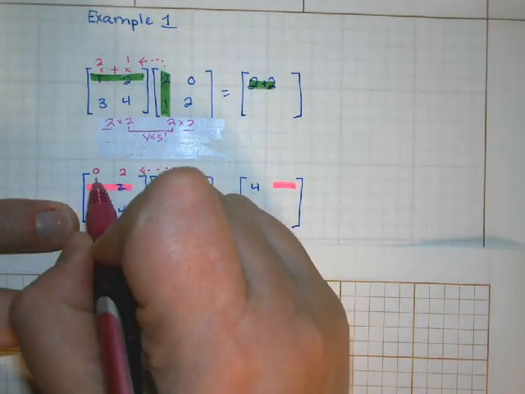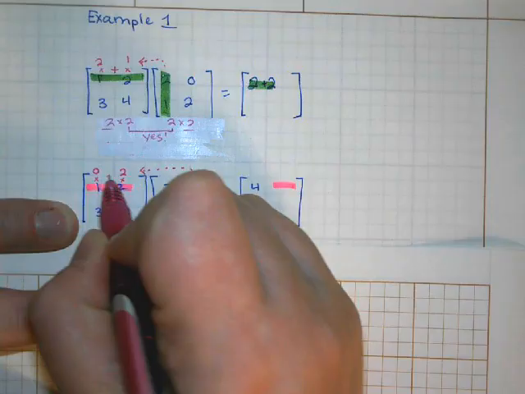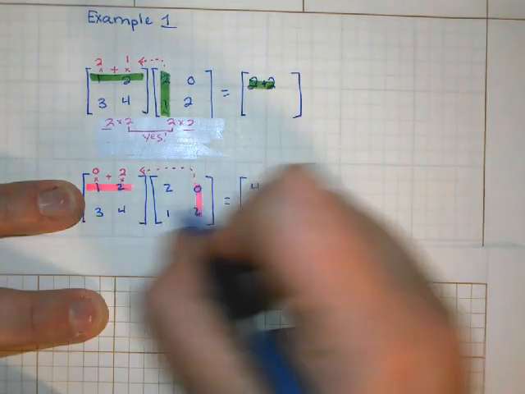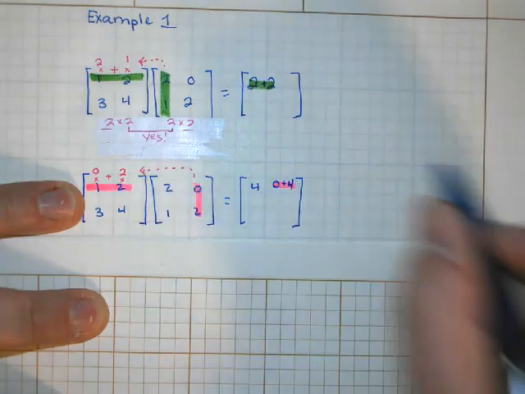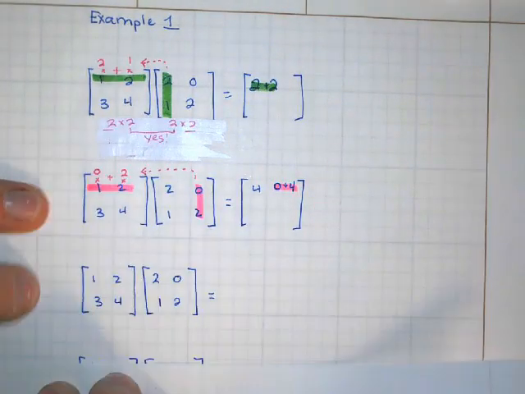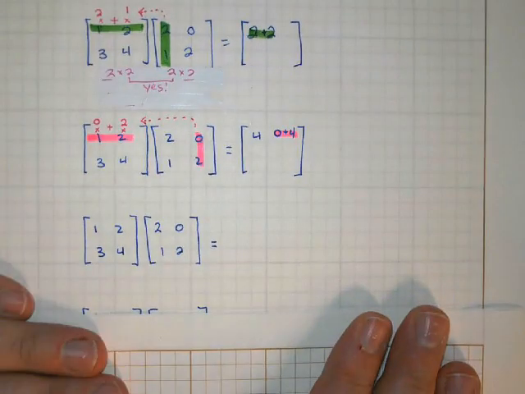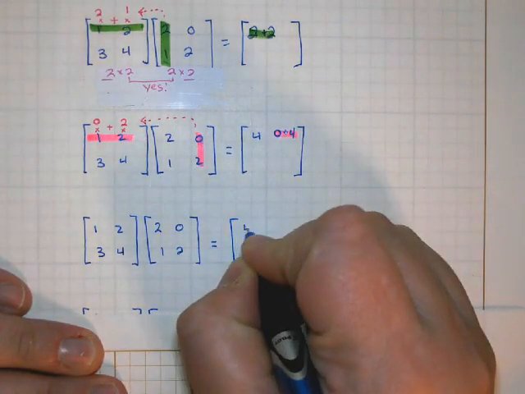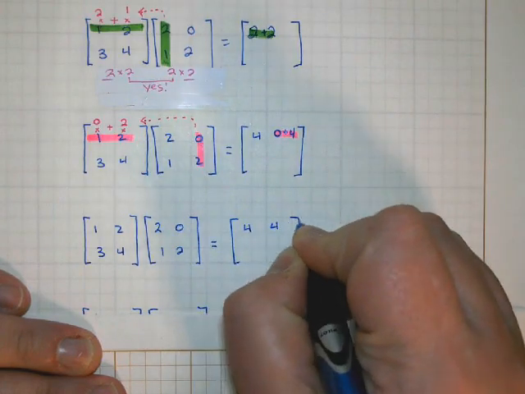We're going to multiply down. We're going to add across. 0 times 1 is 0. 2 times 2 is 4. So my top right corner is going to be 0 plus 4. I'm going to go ahead and rewrite that here. So my top row is going to be 4 and 4.